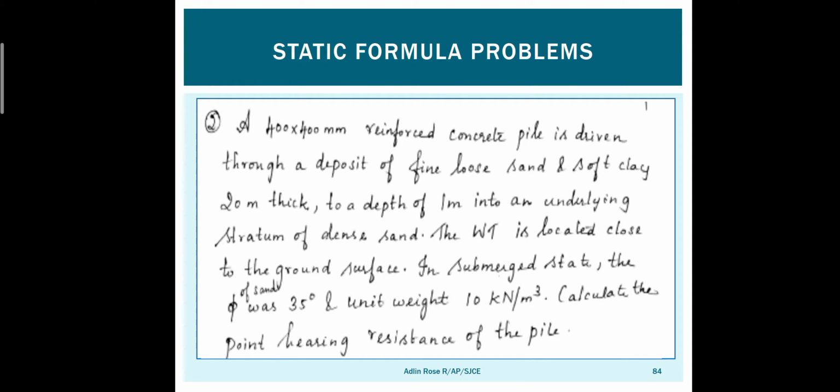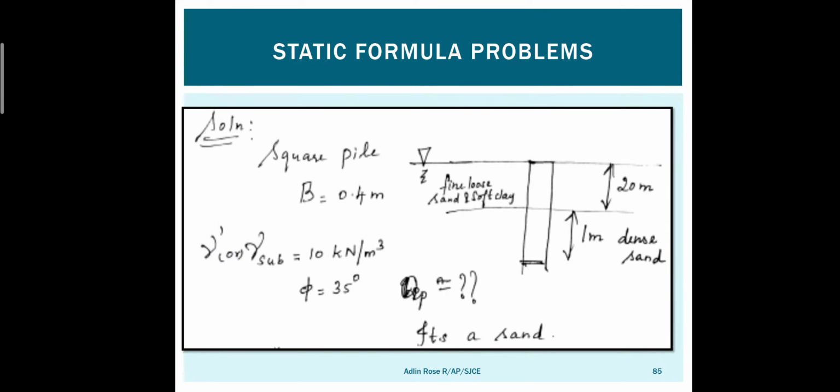They've asked you to calculate the point bearing resistance of the pile. We know that in a static formula QU is equal to QP plus QS. What is QS? Skin friction. And what is QP? Bearing resistance. So they have asked only the QP of the pile. Capital QP only we need to find. Okay. We don't need to find skin friction, because ultimate load is not the question. Only the point resistance is the question. So QP is the question.